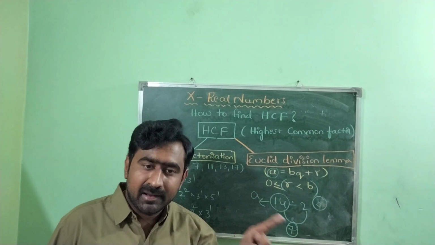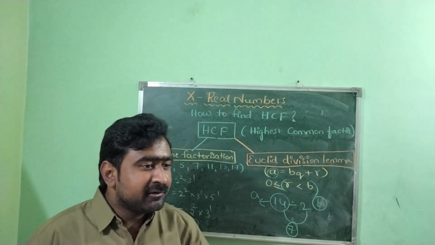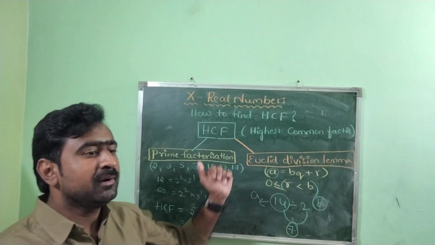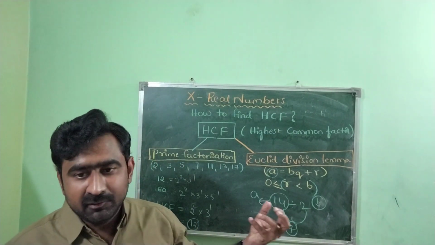So finally we can say that the equation in the form A is equal to BQ plus R, satisfying the condition that 0 is less than or equal to R and R is less than B, that method of solving is called the Euclid division lemma method. In the next video class we shall focus on the Euclid division lemma method.